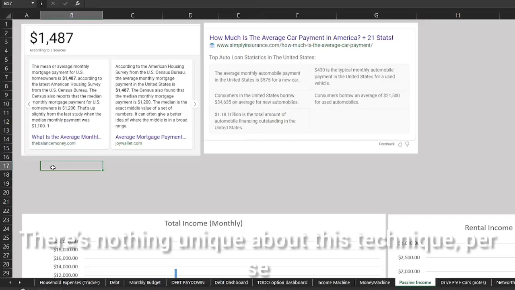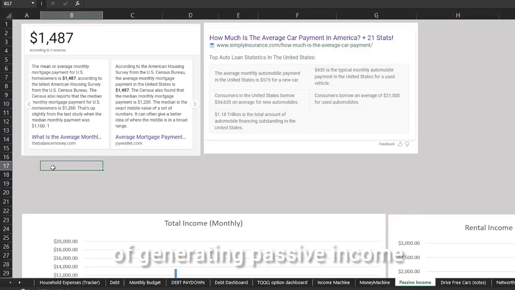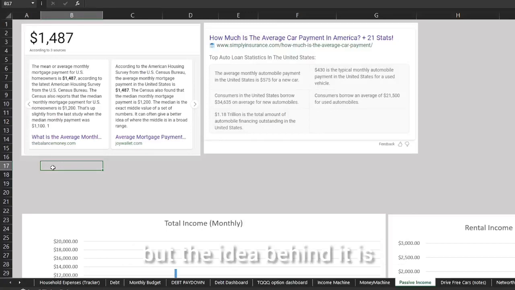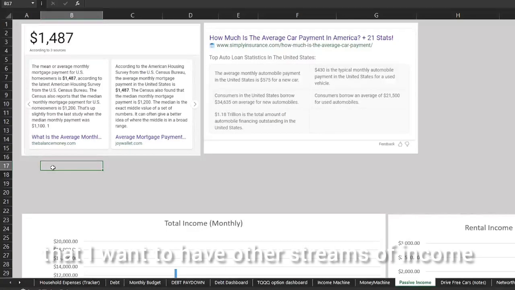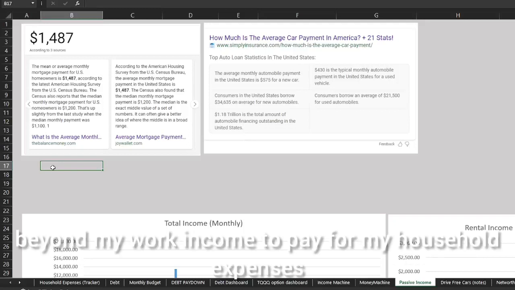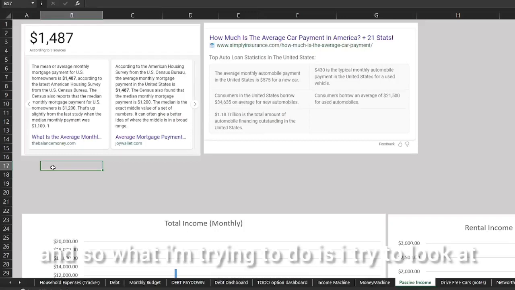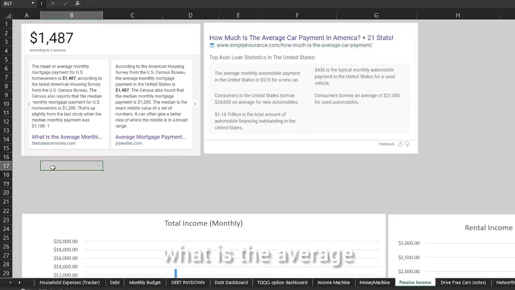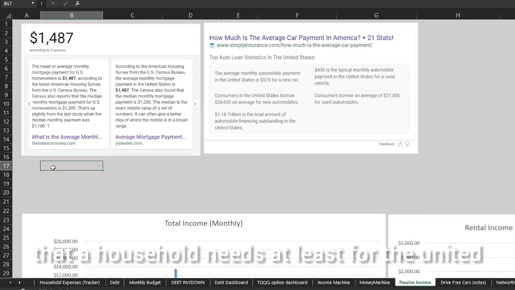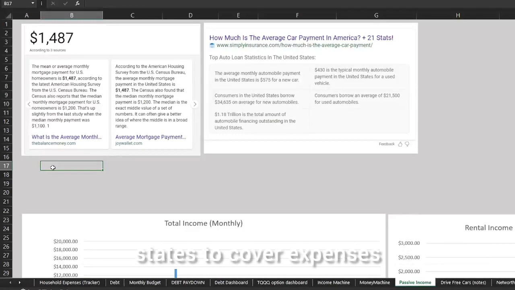And there's nothing unique about this technique per se of generating passive income, but the idea behind it is that I want to have other streams of income beyond my work income to pay for my household expenses. And so what I'm trying to do is look at the average amount of money that a household needs, at least for the United States, to cover expenses.